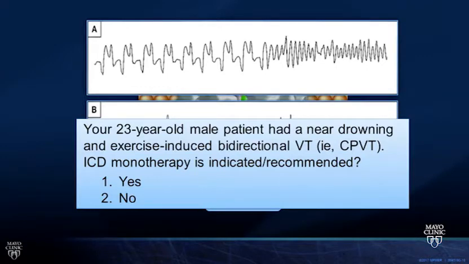Your diagnosis is clear and convincing in your mind, has symptomatic CPVT. ICD monotherapy is indicated or recommended, and let's not even worry about the automatic way. Who would give him an ICD as his treatment program as monotherapy?